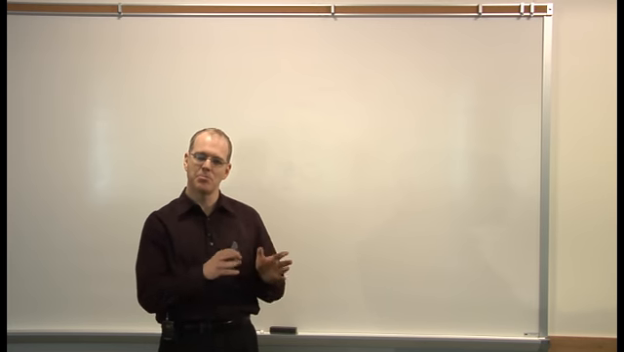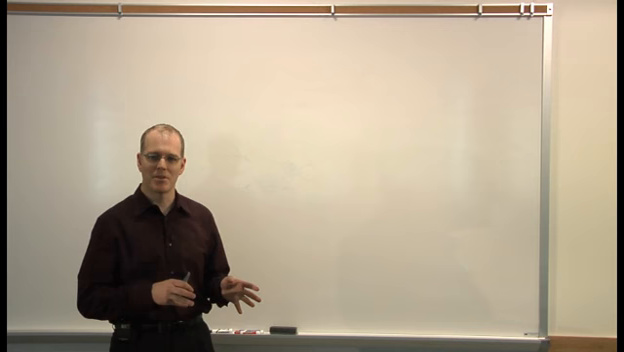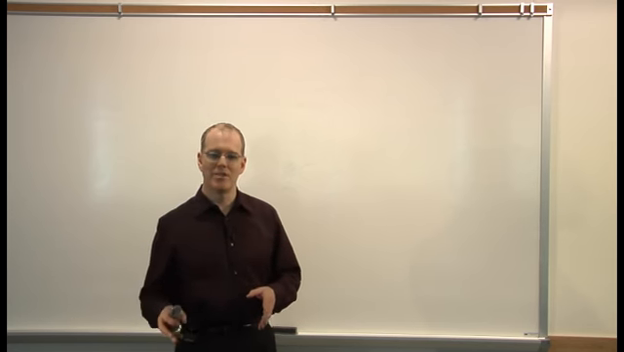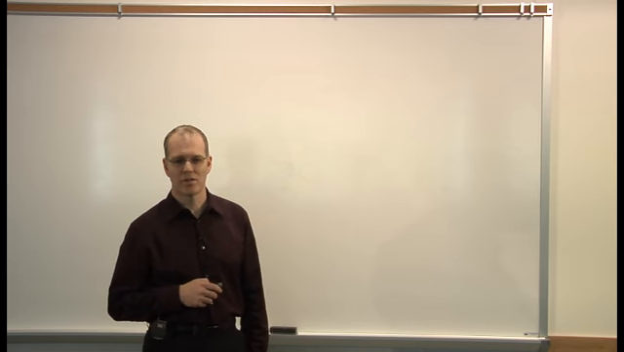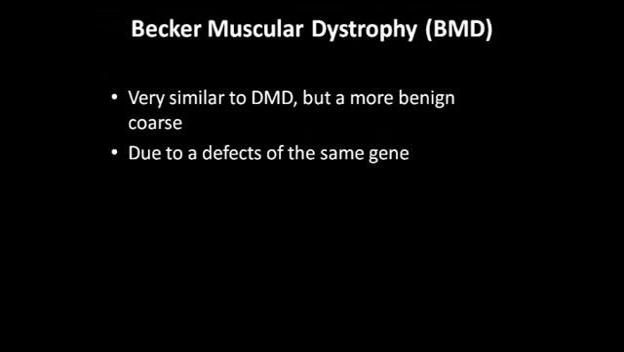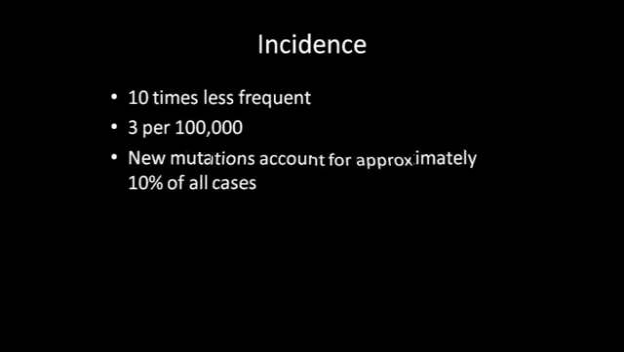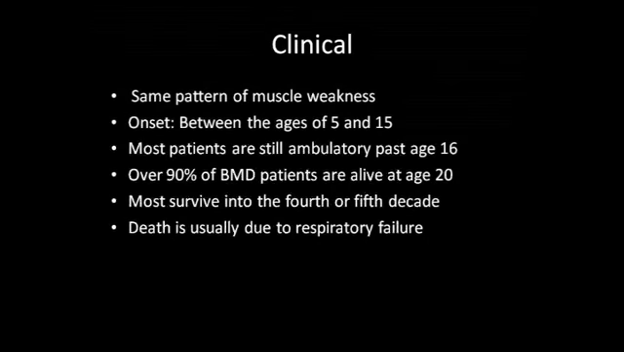Okay, so that's Duchenne's. Becker's, just think of Becker's as the same as Duchenne's, but it manifests later, has a much slower course. So it's a defect of the exact same gene, 10 times less frequent than Duchenne's. So we see about 3 cases per 100,000 compared to 30 per 100,000 for Duchenne's. And in this case, new mutations account for only about 10%. Okay, but the pattern of weakness is identical. Proximal muscle weakness, calf hypertrophy, preserved plantar flexion. Okay, so it's the same general picture as Duchenne's.